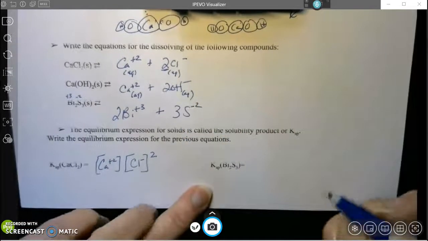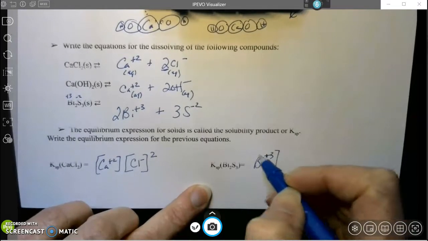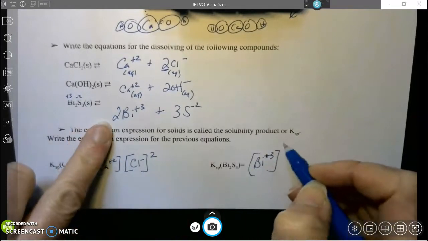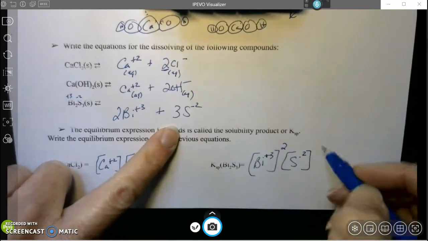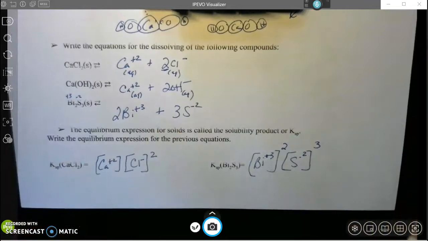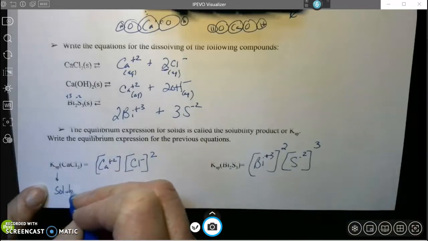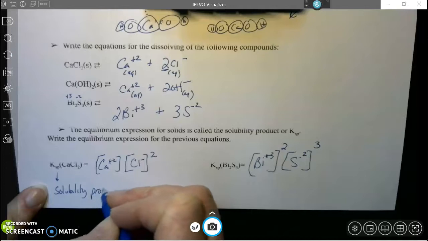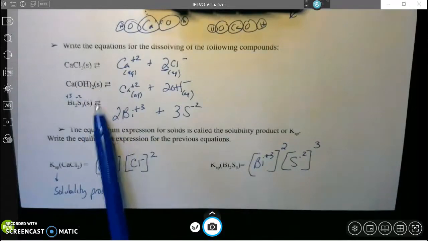For bismuth, it's going to be a little more complicated, but I'm going to do the bismuth +3 ion and raise it to its coefficient of 2, and then the sulfide ion would have a coefficient of 3. So again, if you know your rules for writing equilibriums, this Ksp, so again, this is solubility product, so that's why this deals with the solubility of solids, is really the same concept. It's just you have no denominator because these are always solids.